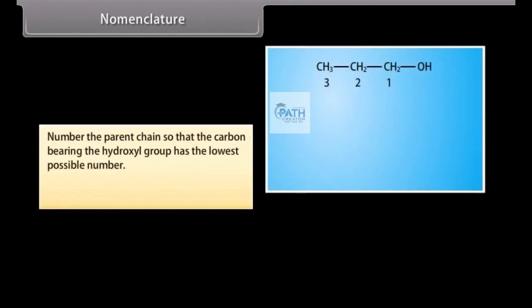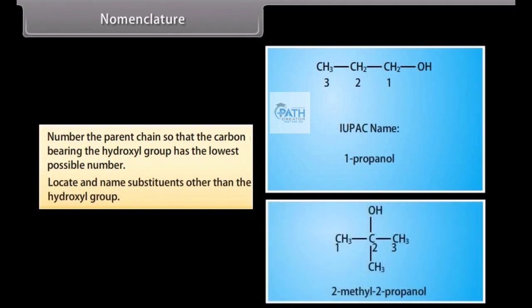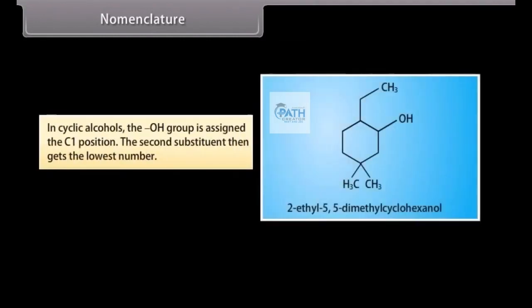Number the parent chain so that the carbon bearing the hydroxyl group has the lowest possible number. Locate and name substituents other than the hydroxyl group. Example: 2-methyl-2-propanol. In cyclic alcohol, the hydroxyl group is assigned the C1 position. The second substituent then gets the lowest number. For example, 2-ethyl-5,5-dimethyl-cyclohexanol.